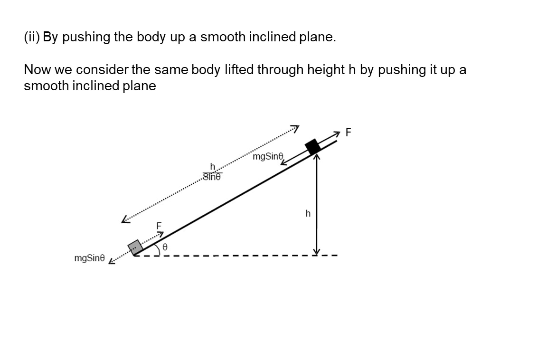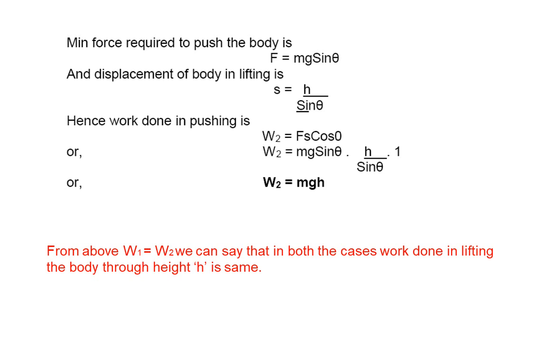And the value of theta in terms of sine, we can calculate. What is the value of sine theta? You know that sine theta is the perpendicular upon hypotenuse. So the hypotenuse, meaning the inclined plane distance which the body will cover, will be equal to h upon sine theta. So the minimum force required to push the body is mg sin theta, and the displacement s, as I have explained, will be h upon sine theta.